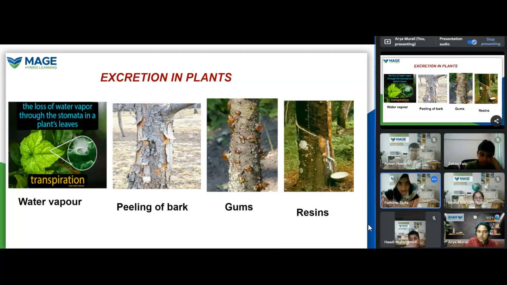Okay, next is transpiration. That word may be new to you, right?